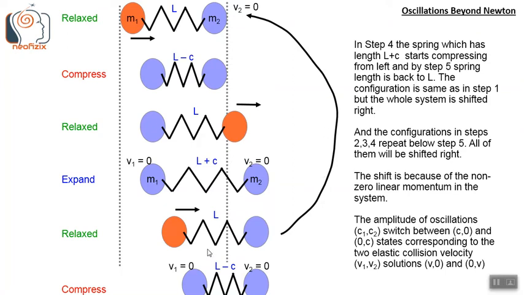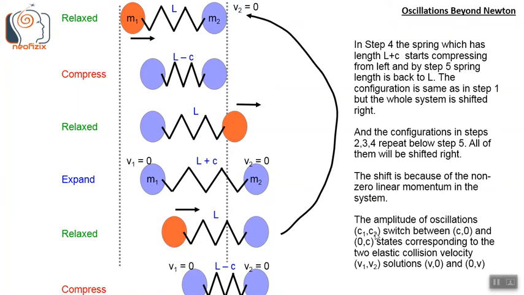And the configurations in steps 2, 3, 4 will be repeated below step 5, because it's a repetition. The steps 1, 2, 3, 4 keep repeating over and over again and translating to the right. The shift rightwards is because of the non-zero linear momentum in the system given initially.